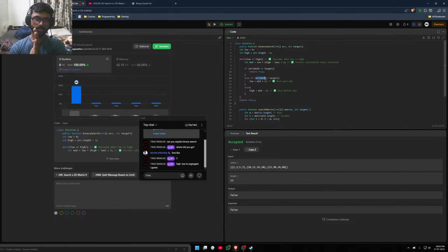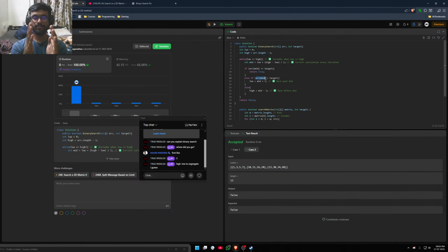So the low is now here, the high is here, and the mid again we should calculate. So what is the mid again? The mid will be low plus high by 2. So again the mid will be over here. Okay, so we got the mid again. So you find the iteration, right? Again we got the mid, again we have low, again we have high.